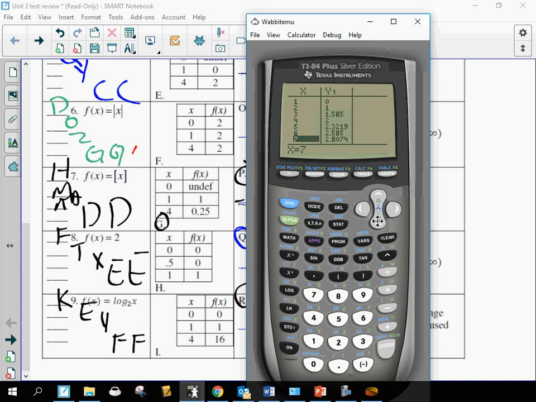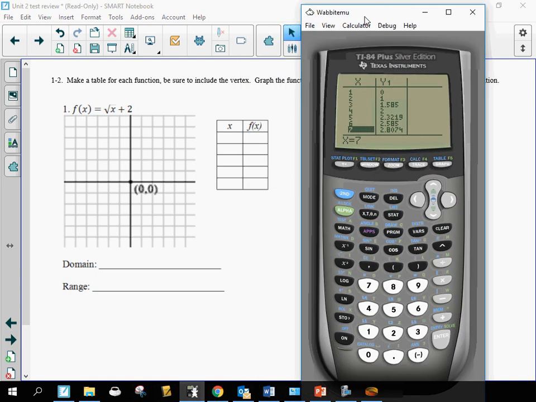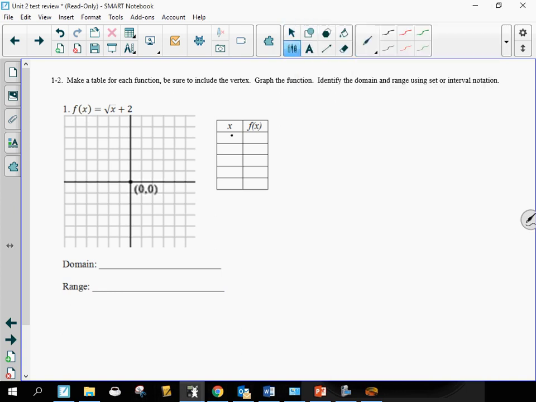Let's move on to the next function. So here, this is the same thing. I can graph this and get my table of values. Y equals the square root of x plus 2. And right away, I know that my graph is going to look kind of like that. And here are my table of values.